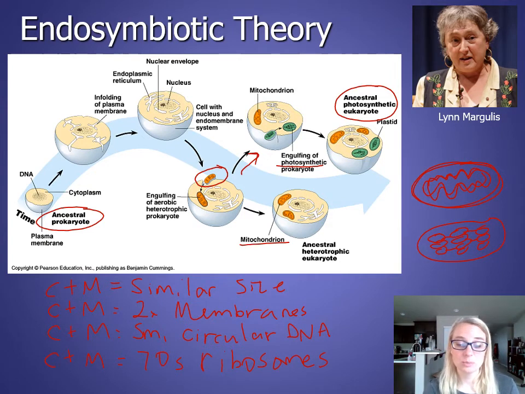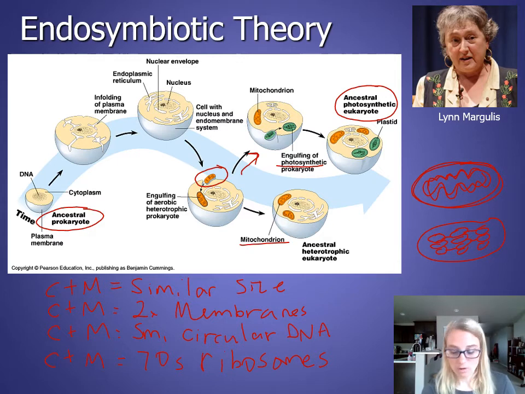It also does not explain why the genes on the circular DNA in the chloroplast and mitochondria don't code for the enzymes needed inside of those. Those genes are in the nuclear DNA. So there's still some things that haven't been figured out, but there is quite a bit of evidence to support this idea of the endosymbiotic theory.